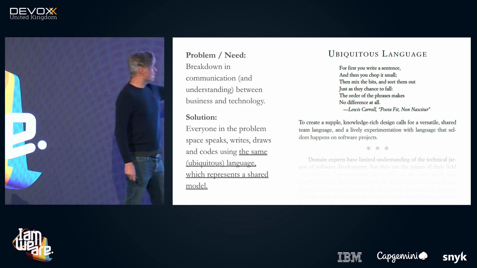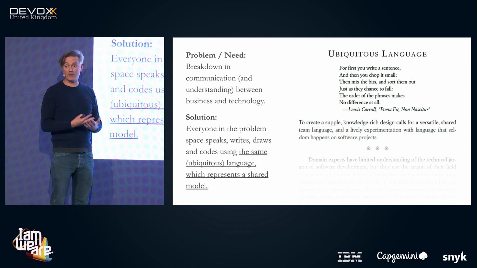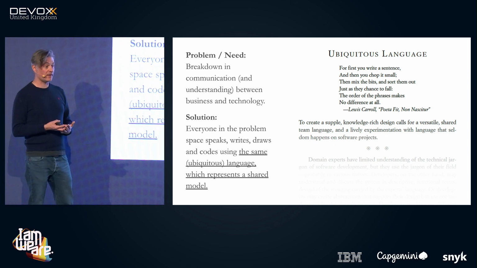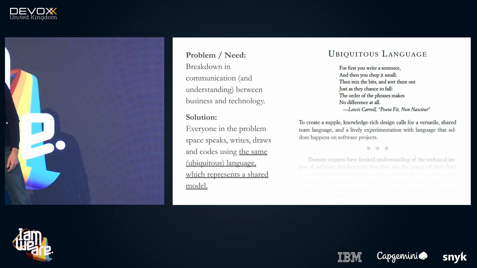So we speak it, we write it, we draw with it, and we code. And this is the big thing. We're putting the model to work. If the code doesn't contain that language, then it's not gone all the way to the code and we're not doing DDD. Important point number one.